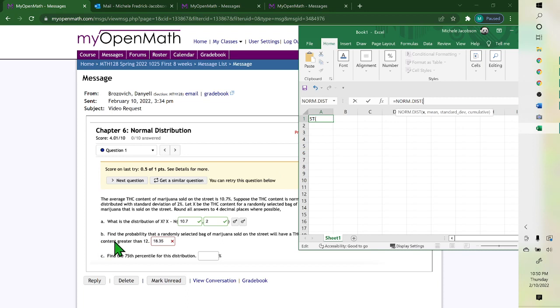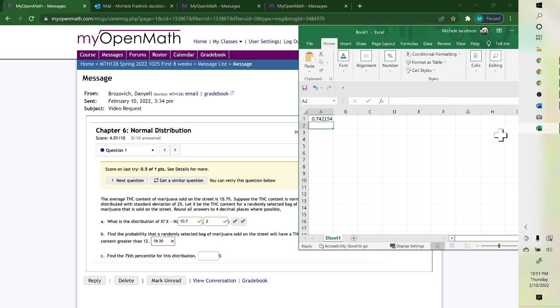The first one, B, says find the probability that a randomly selected bag of marijuana sold on the street has a content greater than 12. So we're looking for the probability or the percent. We put our X value, which is 12, comma, and then the mean, which was 10.7, and your standard deviation, comma 2. And then we put comma 1 because cumulative is 1, under the curve, and you hit enter.